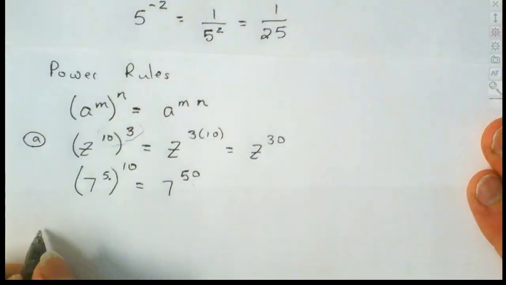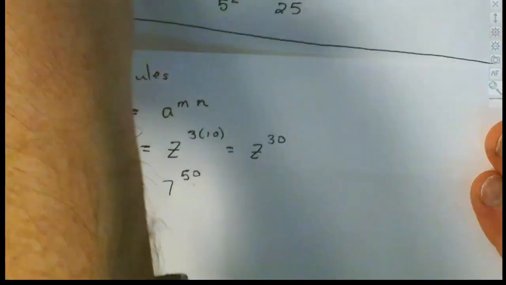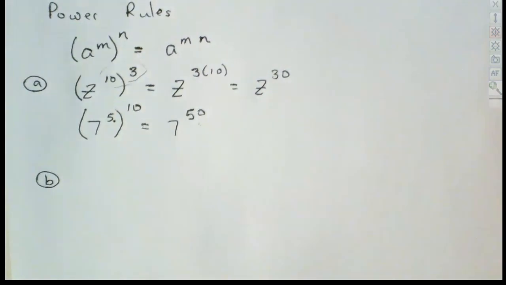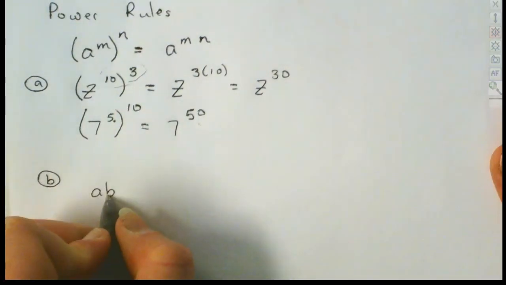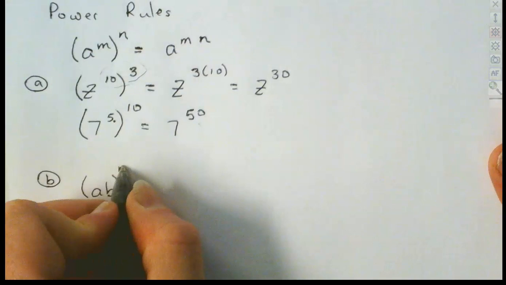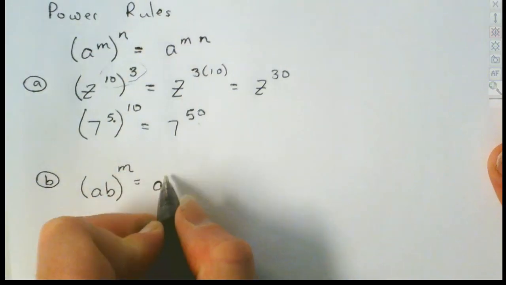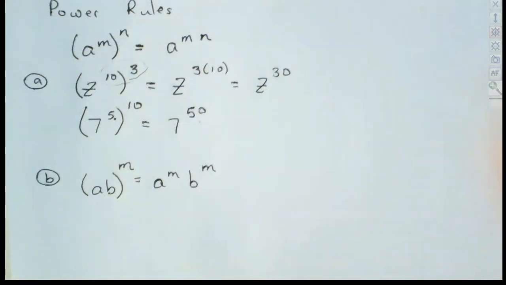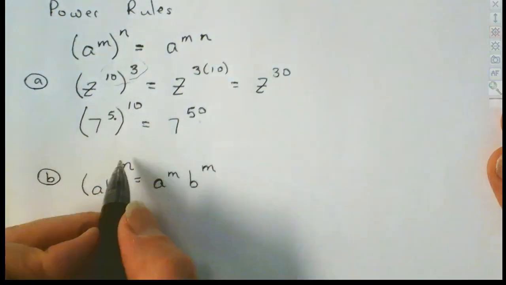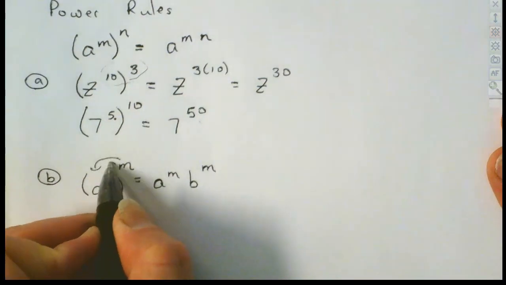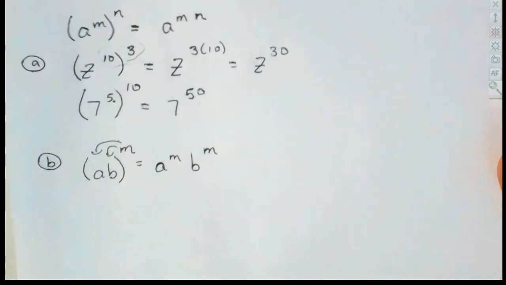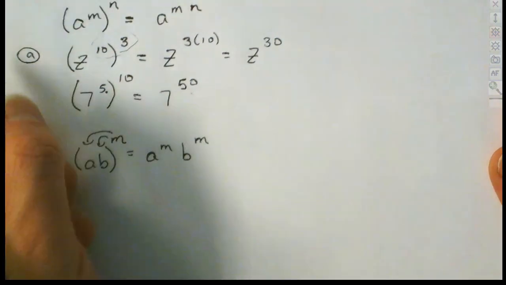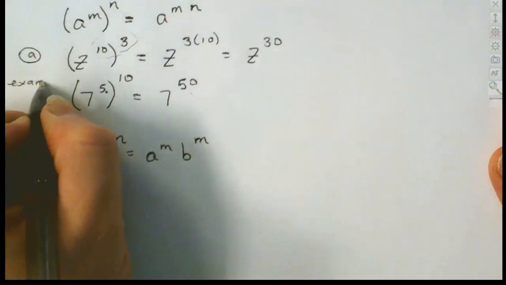Another power rule that we have is using the distributive property. If we have AB to the mth power, then that's going to be A to the m, B to the m. So what we did was we just distributed that power through. So let's now look at some examples, because these are all examples up here.